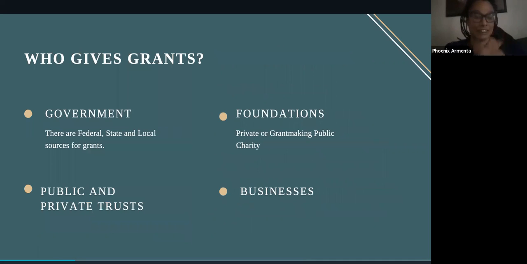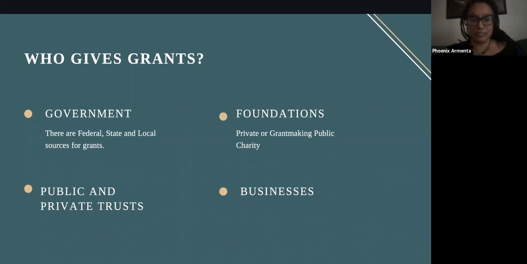Who gives grants? You can find grants that come from government. That could be on the federal, state, and local level. They come from either private or public foundations, which we can talk a little bit more about, public or private trusts, and also from businesses.